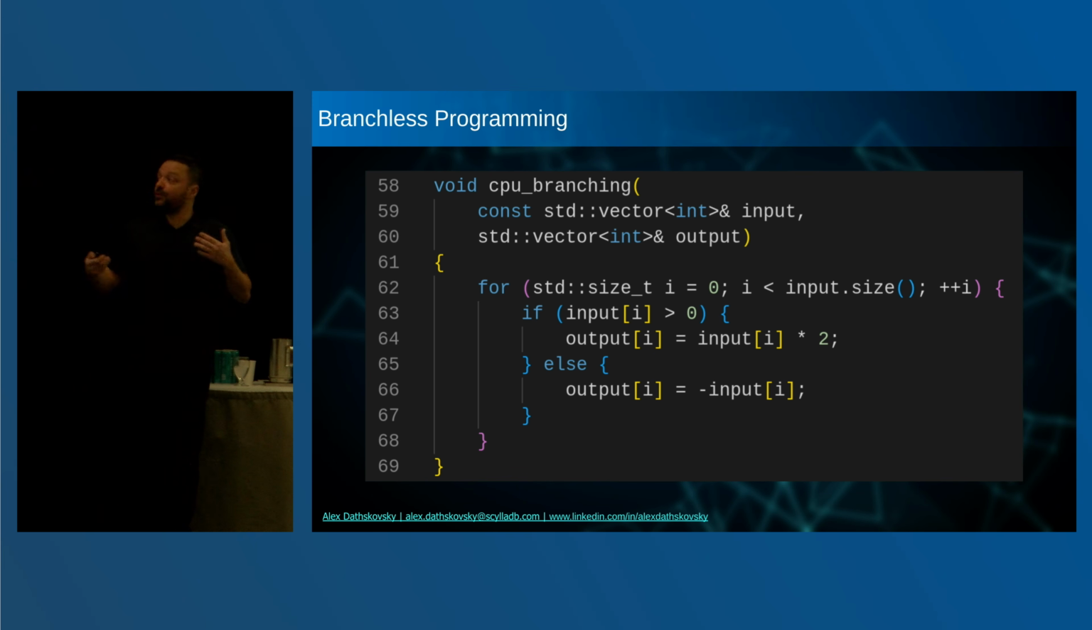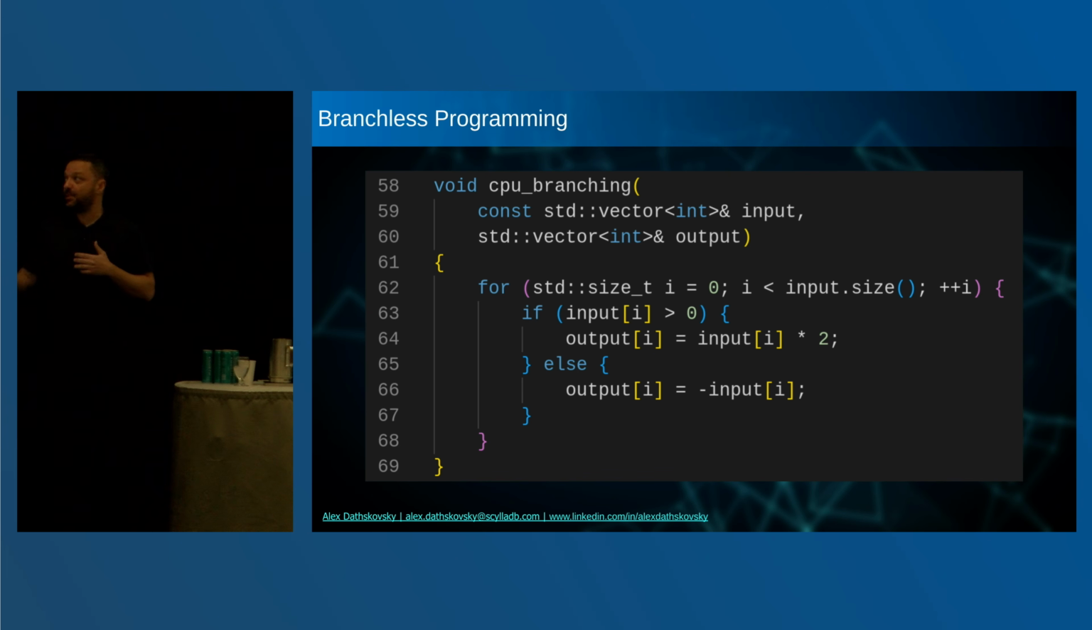In this example, for CPU code, it's really easy. You can see that we have a branch for 4. We're branching in a loop. Then we're saying if a number is positive, we're multiplying it by 2. If it's negative, we're making it positive.